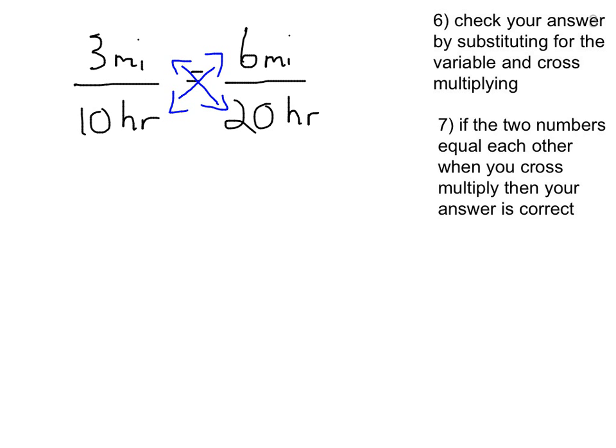So 10 times 6 is 60, and 3 times 20 is 60. And as you can see, we have our ratios equal out. 60 equals 60. So our answer of 6 miles was correct.